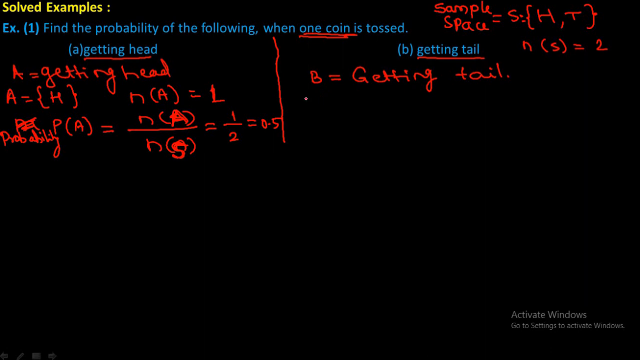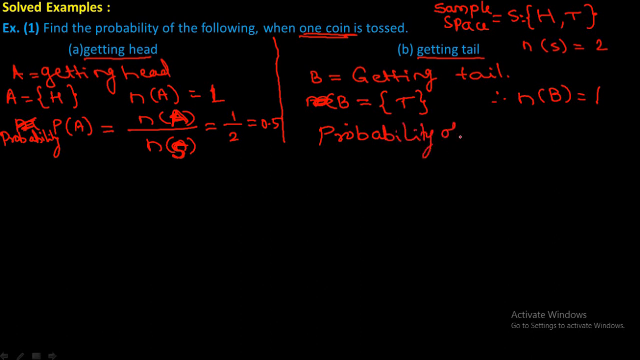So n of B we will write, that is event B. Event B is getting a tail, which is only T. So therefore n of B is equal to only 1. So the probability of B is P of B, which is equal to n of B divided by n of S.